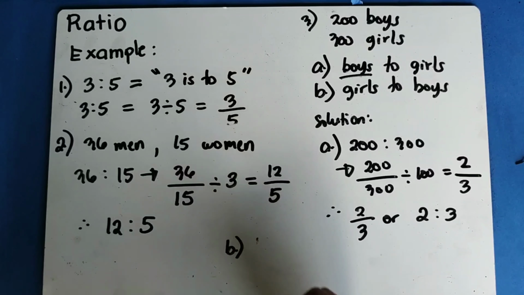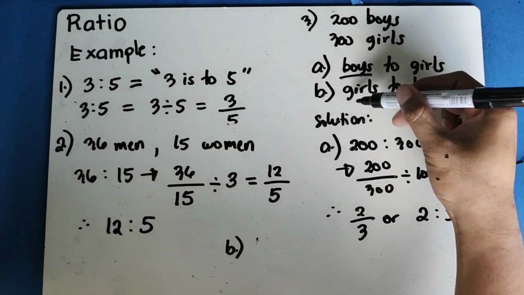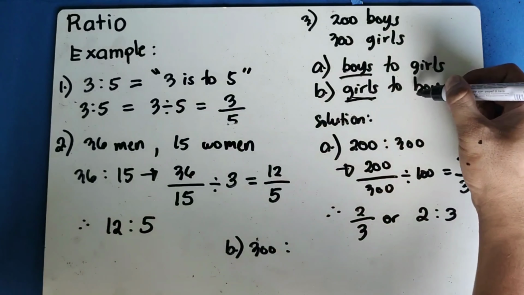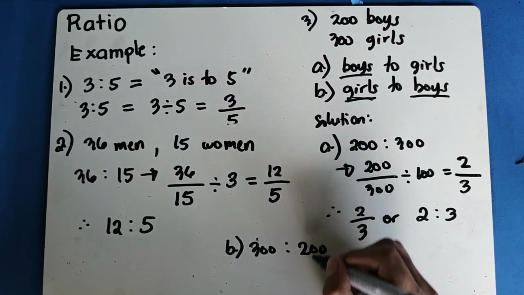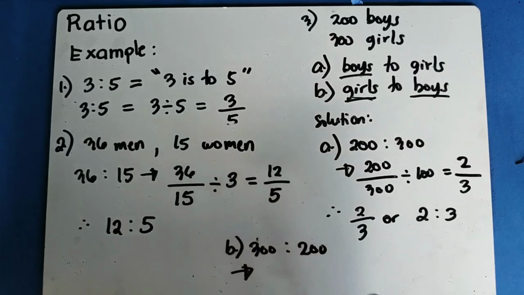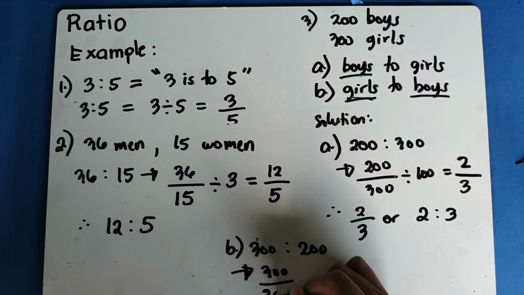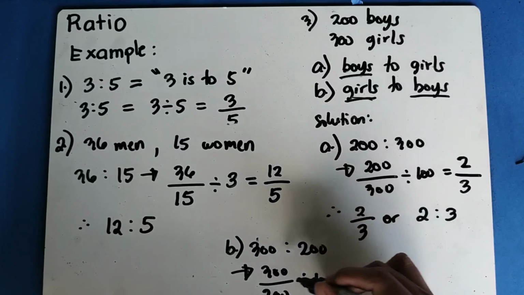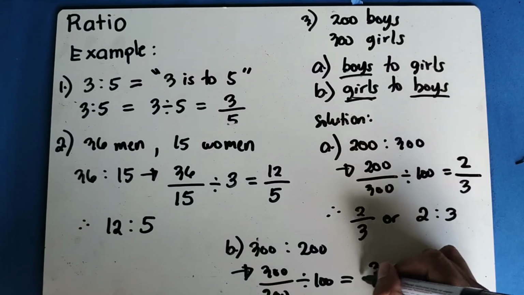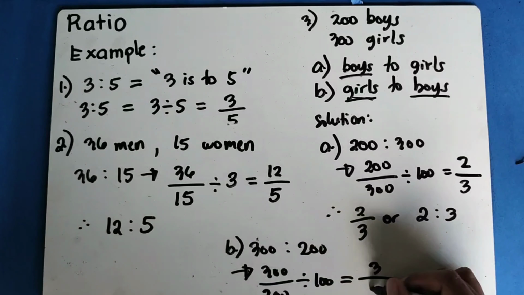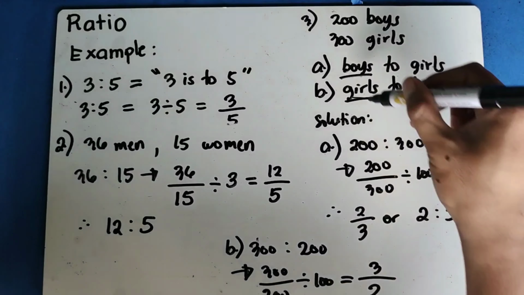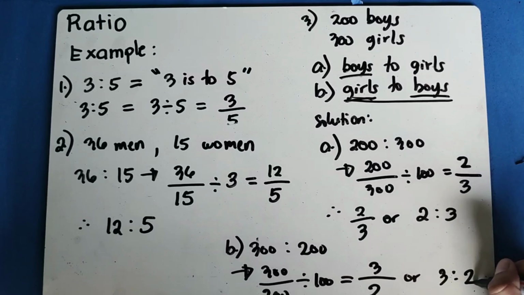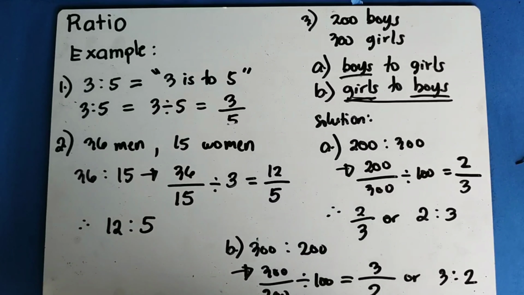For the letter B, we have to find the ratio of girls to boys. For the girls, we have 300, so we need to write first the 300 since girls come first. And ratio of girls to boys, we have 200 boys. So we can write it in the form of 300 over 200. And these numbers are both divisible by 100. So 300 divided by 100, the result is 3. And 200 divided by 100, the result is 2. Therefore, the ratio of girls to boys is 3/2 or 3:2. And that is all about the ratio.